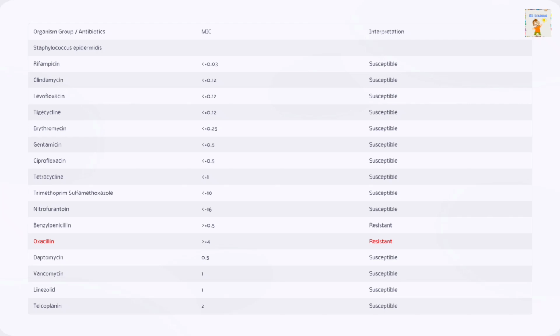Now if you look here, this is a staph epidermidis. So this is a coagulase-negative staph. And here also you can see oxacillin is resistant. So this means this is a methicillin resistant coagulase-negative staph. This is MR-CoNS.